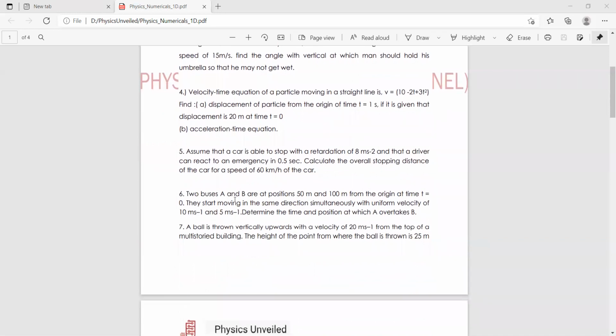Now the fourth problem: the velocity is a function of time. Then we have to find the acceleration versus time graph and equations, and the position or displacement versus time equations. How we are going to find it out, you have to figure out.